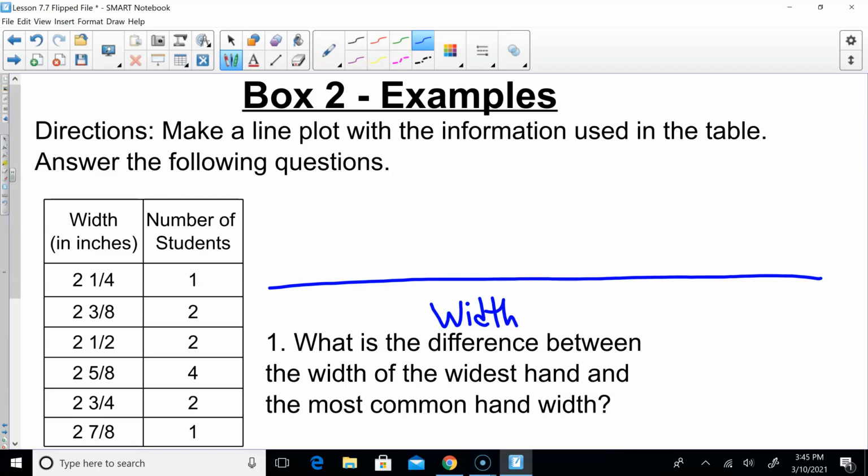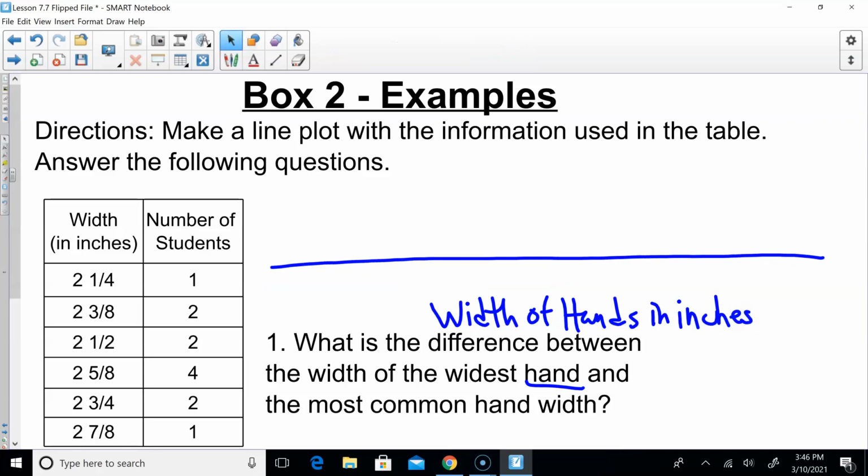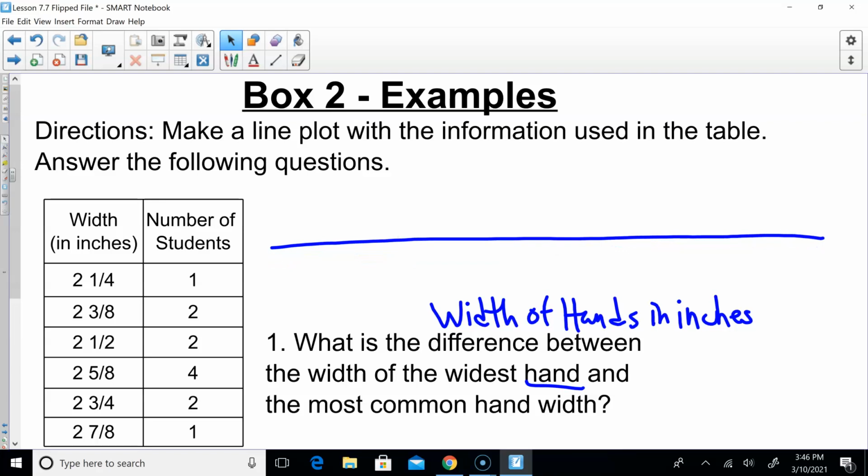And it looks like hands, if I read my question right there. The width of hands in inches. We also need a measurement, because we don't know if we're measuring in centimeters, millimeters, whatnot. We're taking my line and actually moving it up a little bit so I have a chance to write some information underneath it. That's a nice part about having a smartboard. And now we can fill in all of our parts.